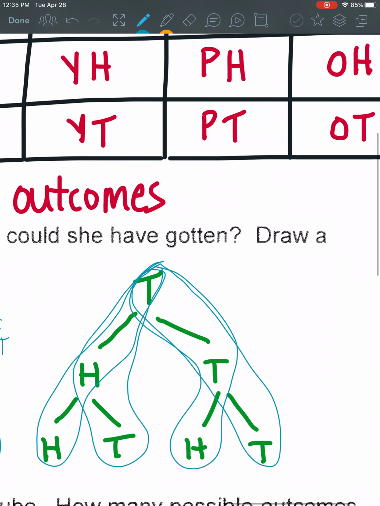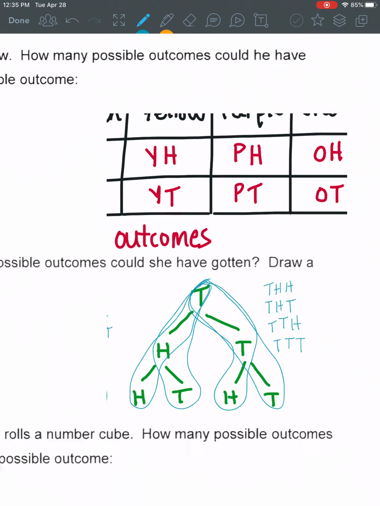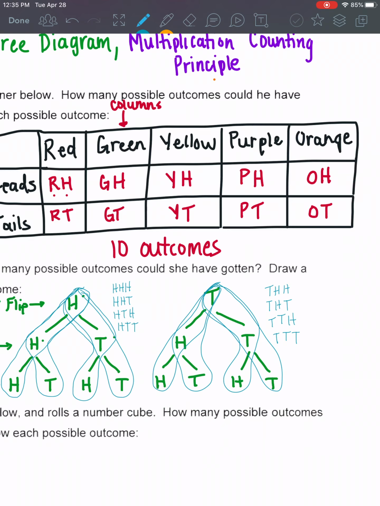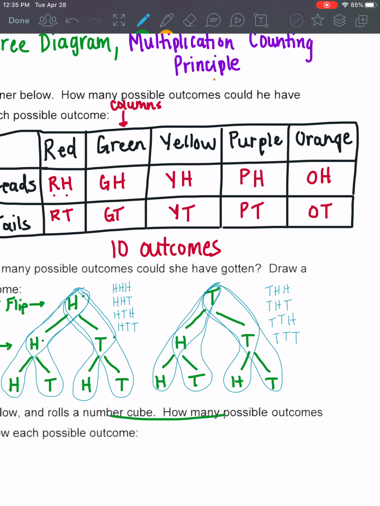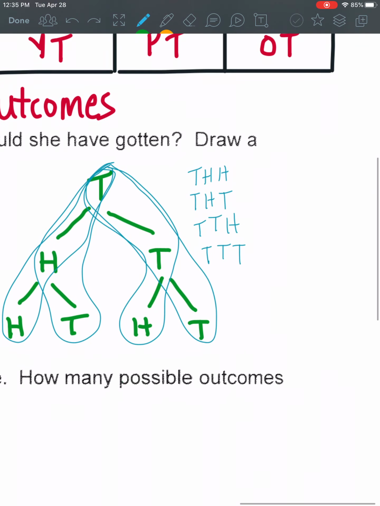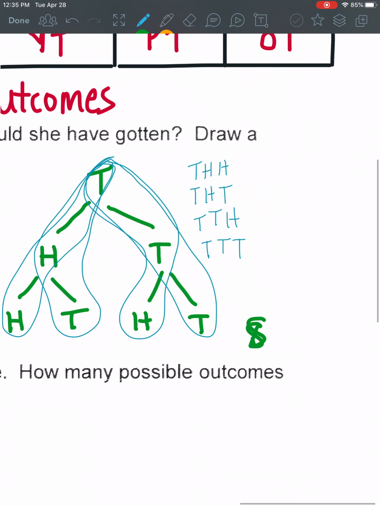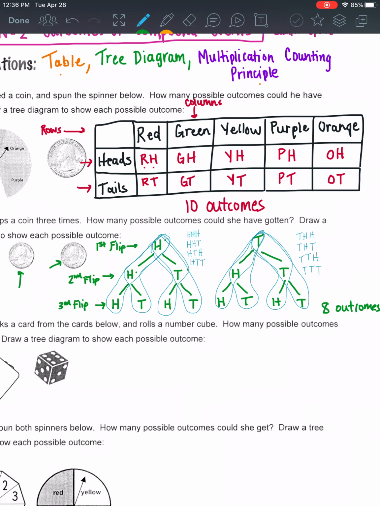So how many total do we have? Well, then we have 8 possible outcomes. And off to the side here, I'm going to list out every single one. Okay? That's the purpose of a tree diagram and a table, so we can see every single possible outcome or sample space. Okay, so we have 8 possible outcomes. And then what we can do, guys, is use the table or use the tree diagram to find probability.